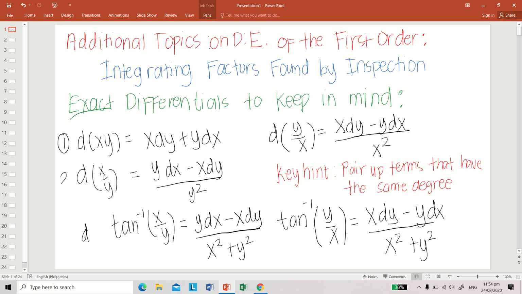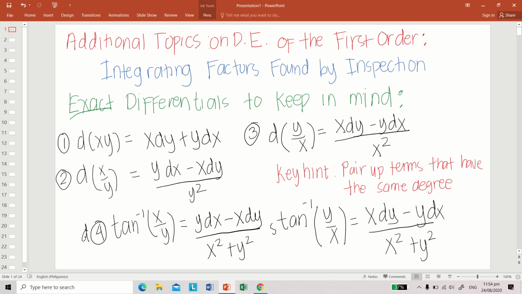And then the second one is we have the differential of x over y, which is equivalent to y dx minus x dy all over y squared. And then the third one is the differential of y over x, which is equivalent to x dy minus y dx all over x squared. The fourth one is inverse tangent of x over y, which equals y dx minus x dy all over x squared plus y squared.